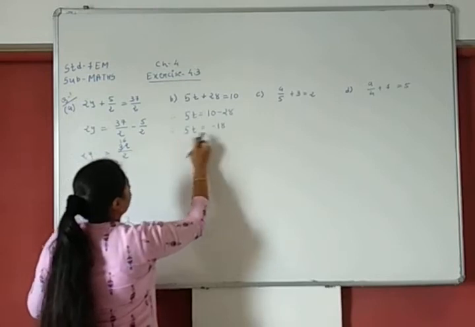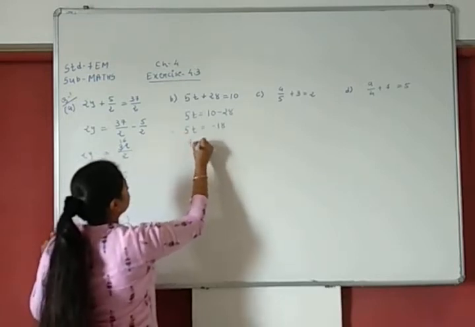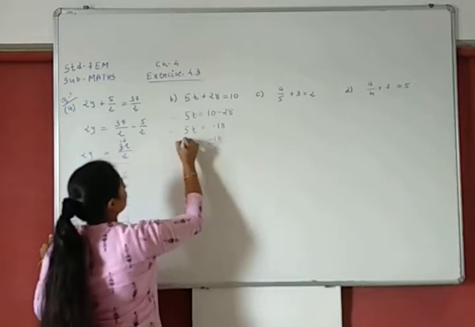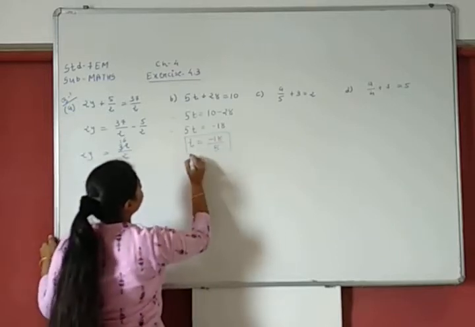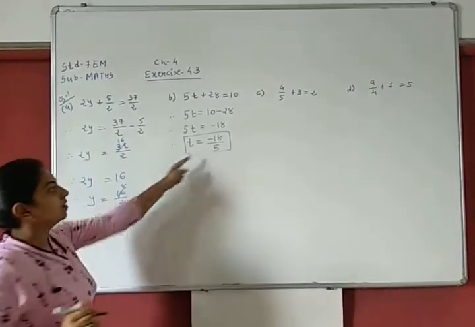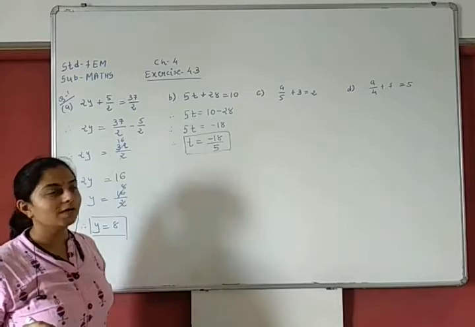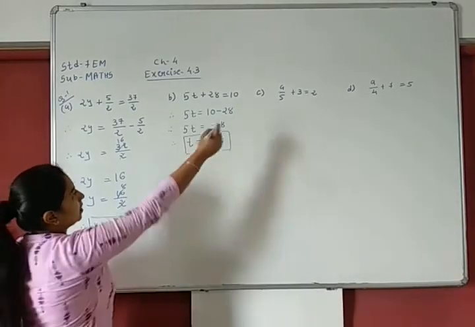Now this 5 will go here in the denominator. So the answer is minus 18 divided by 5. This division is not possible, so let it be as it is. That is our answer. Okay. Next is C.